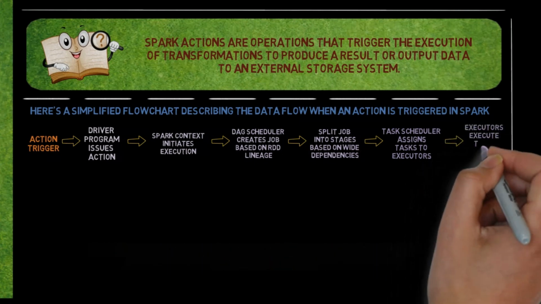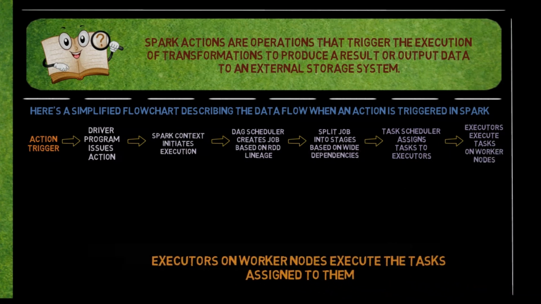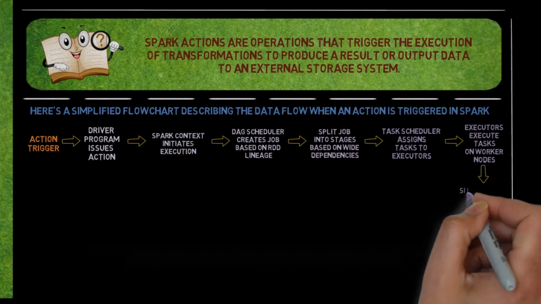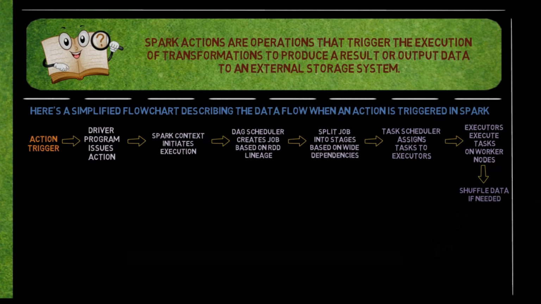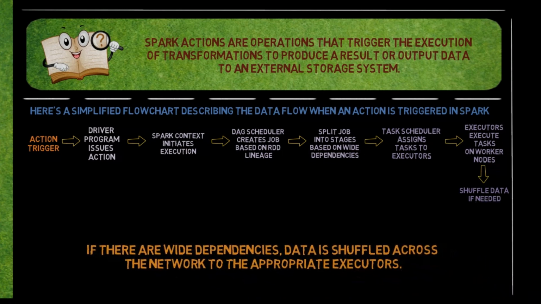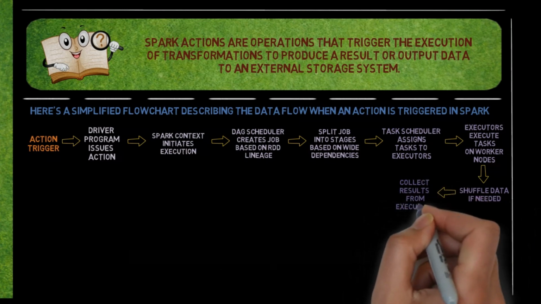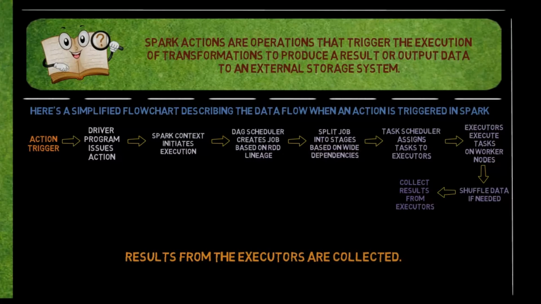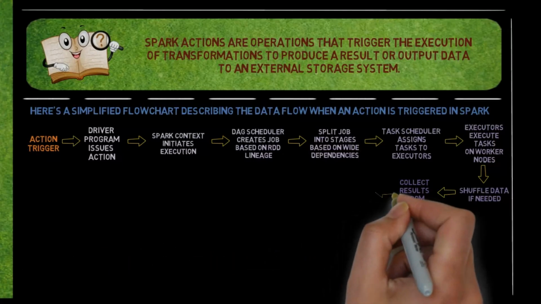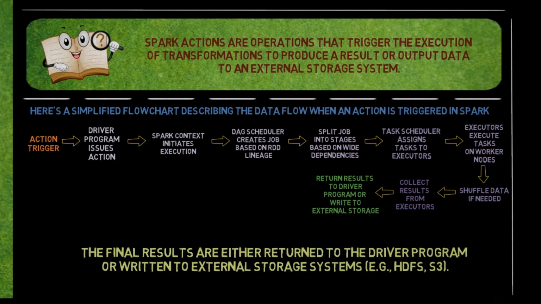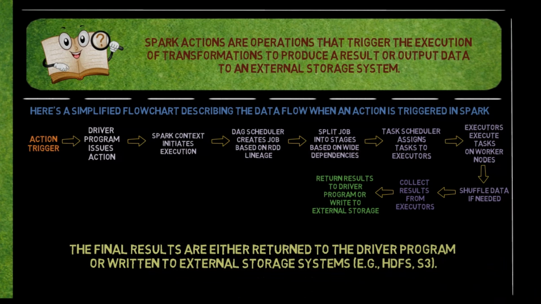Executors execute tasks. Executors on worker nodes execute the tasks assigned to them. Shuffle data if needed. If there are wide dependencies, data is shuffled across the network to the appropriate executors. Collect results from executors. Results from the executors are collected. Return results to driver program or write to external storage. The final results are either returned to the driver program or written to external storage systems like HDFS, S3.